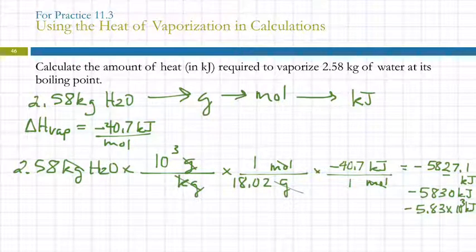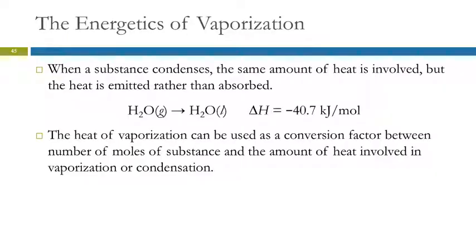Now, usually when we do calculations like this, we don't end up with negative numbers. What does that negative mean? It means I did it wrong. We'll blame that on Monday morning.